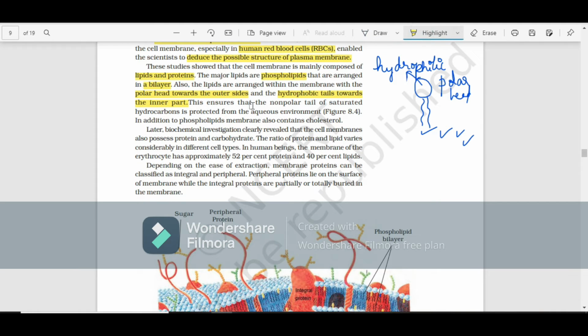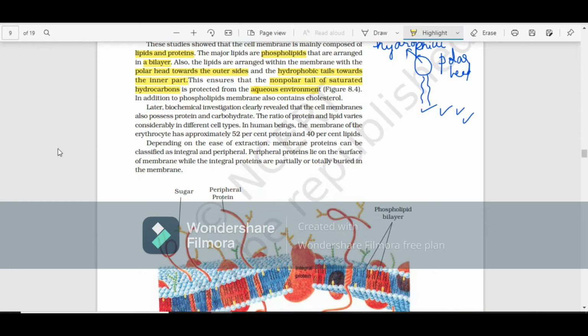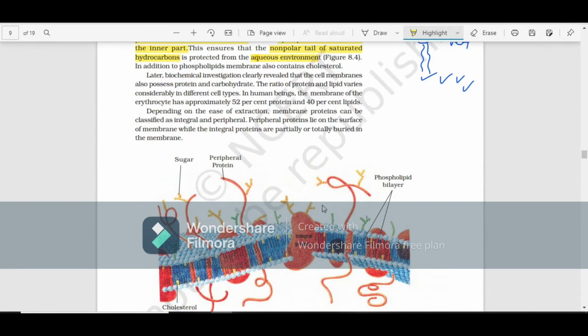Just the opposite. This ensures that the non-polar tail of the saturated hydrocarbon is protected from the aqueous environment. What is hydrophilic and hydrophobic? Hydro is water, philic means love, phobic is to hate. So water-loving components are towards the outside, and the ones that are phobic towards water are towards the inner side.